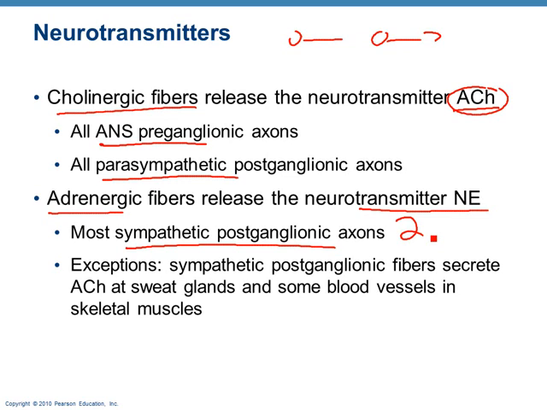Now there's a couple of exceptions. I'm not going to ask you to remember the exceptions. It's not going to be on your test, but there's always an exception to every rule. So I threw it in here just so you know that there are exceptions, but you don't have to memorize that.